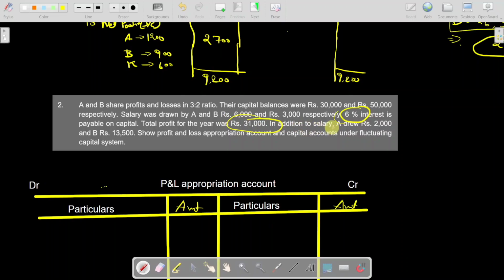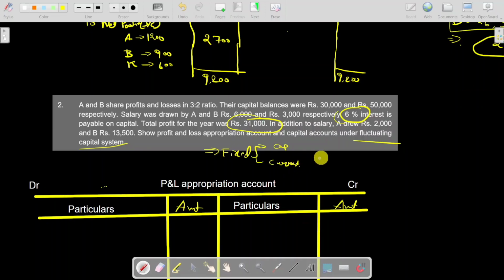In addition to the salary, A drew 2,000 and B 13,500. So these are the drawings. Show profit and loss appropriation account and capital accounts under fluctuating capital system. So here he has mentioned the fluctuating capital system, so we have to prepare only capital accounts here. If he asks for fixed capitals instead of fluctuating, then we have to prepare two accounts: the capital account and the current account.